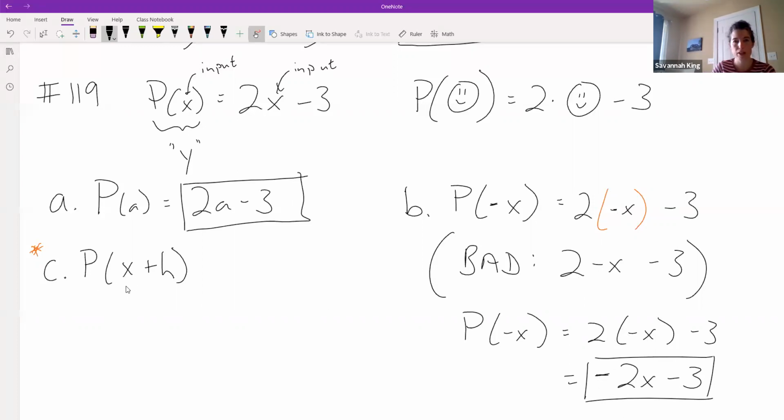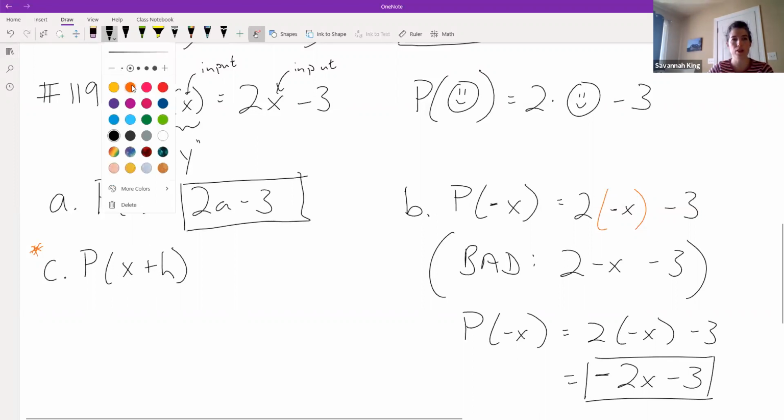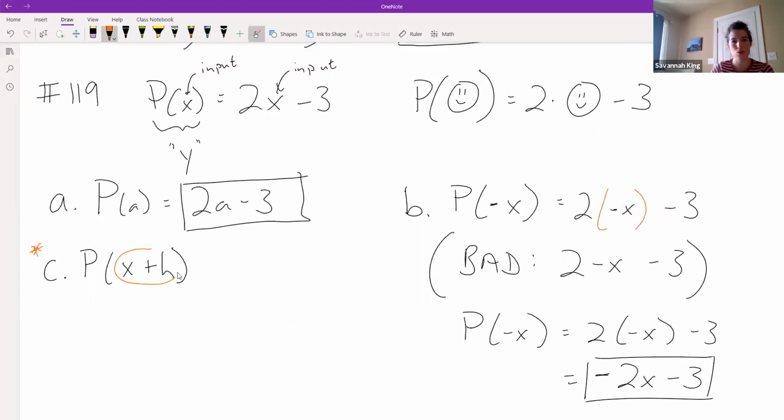Now, the final part here, again, the rule is whatever our input is, we multiply it by 2 and then subtract 3. Now our input here is an addition problem. So even though to our eyes X and H look like two things, we want to treat them as one thing. So this whole thing, X plus H, is our input. And the choice of the H there, again, is a preview of calculus. That H has a specific meaning. For us, we just need to make sure we don't mess up how we're going to handle this.